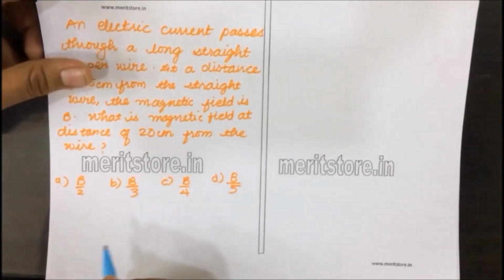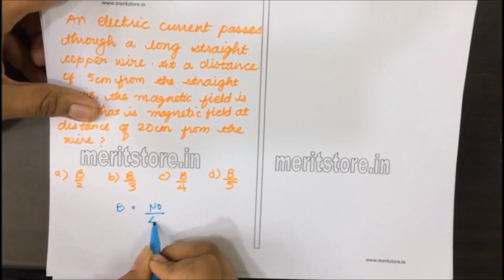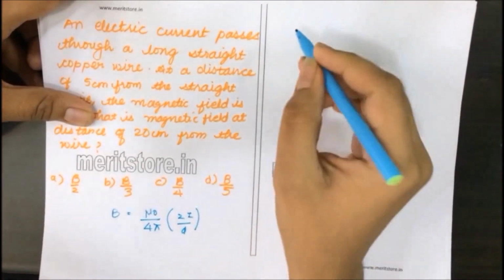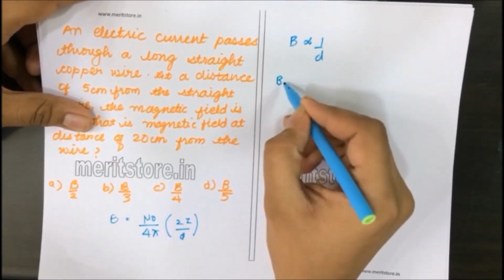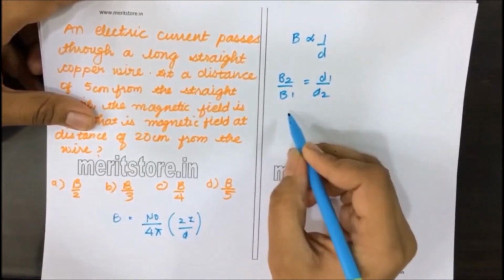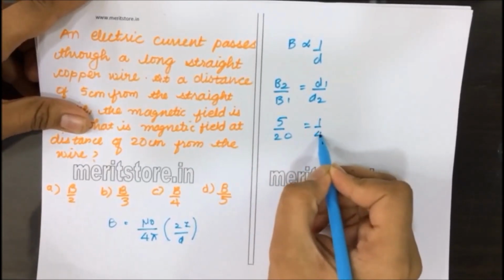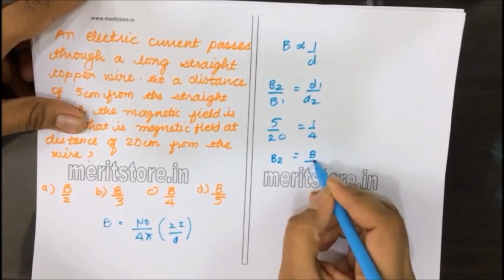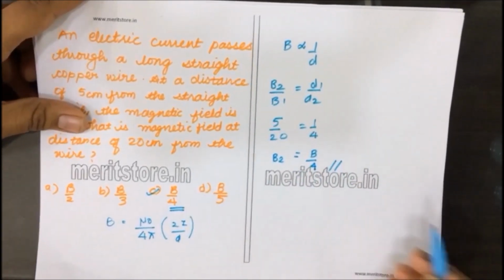Now to solve this question, we know magnetic induction B is given by mu 0 by 4 pi into 2I upon d, where we can say that B is inversely proportional to d, such that B2 upon B1 is equal to d1 upon d2. Substituting the values, 5 upon 20 is equal to 1 by 4. So value for B2 can be written as B by 4. So option C, B by 4, is the correct answer.